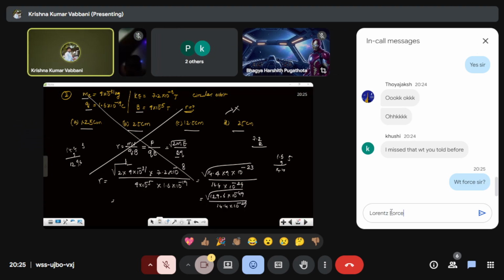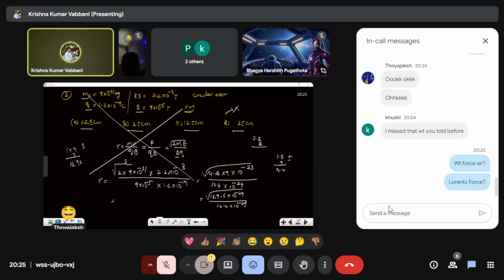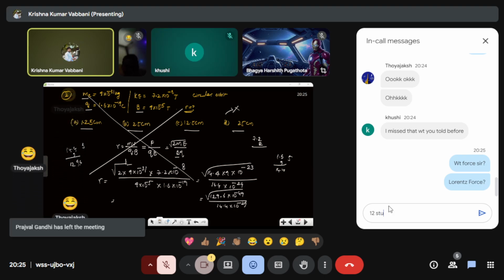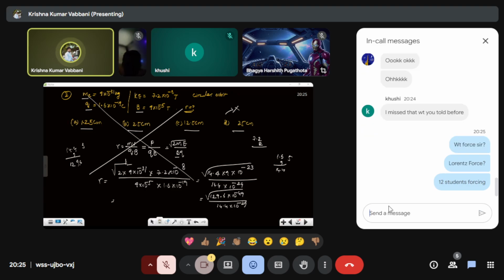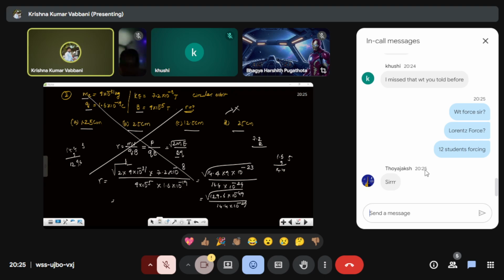Magnetic force. We are going to take magnetic force. Yes, we are going to talk about the Lorentz force, and next class we are going to talk about the forces between two line conductors.